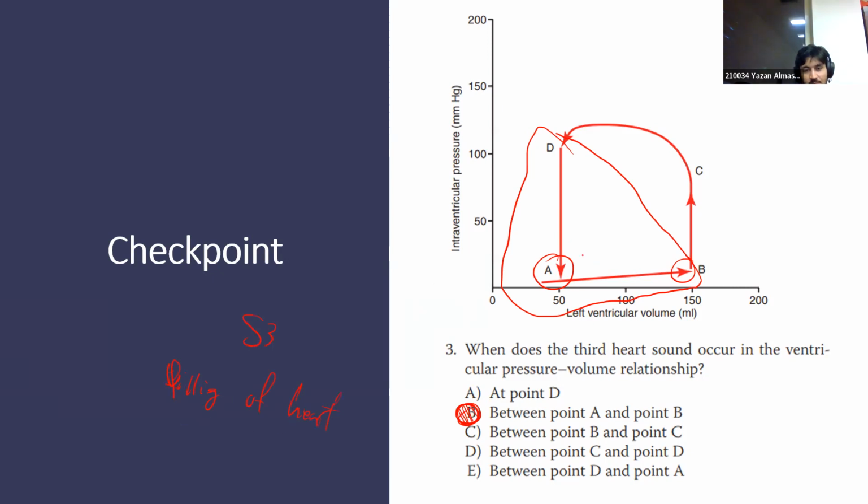In this PV loop, where does the mitral valve open? It opens at point A. Point A, the mitral valve opens, and it will let the blood go into the ventricle and fill the ventricle. So this is increase in the volume because of the filling of the ventricle. So this segment of the graph is the filling of the ventricle. So S3 is going to be heard at this segment of the graph, which is between A and B.